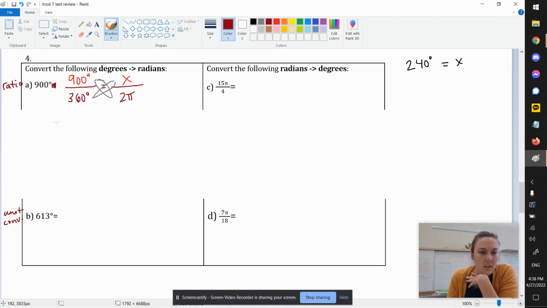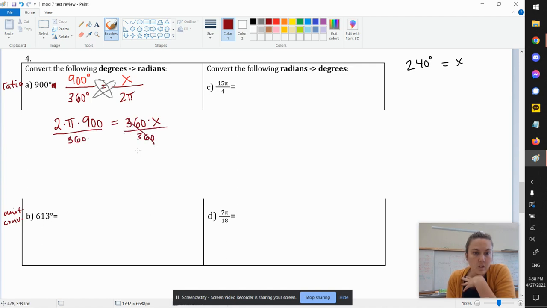I'll cross multiply here. I'll do 2 times pi times 900 equals 360 times x. I'll then divide both sides by 360 so I can get my x by myself. And then I can do 900 times 2 is 1800 divided by 360 is 5. So this is 5 pi, because again, I did 2 times 900 over 360, got 5, and then left the pi.